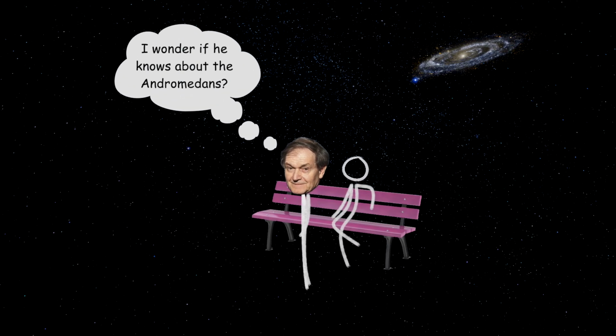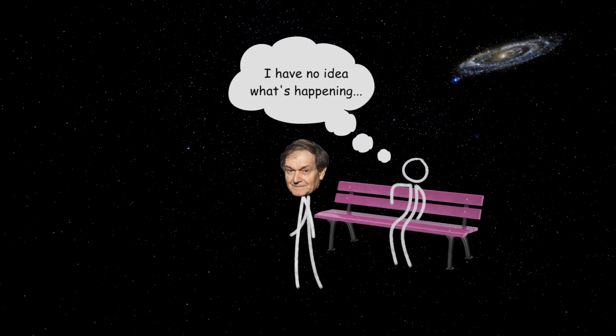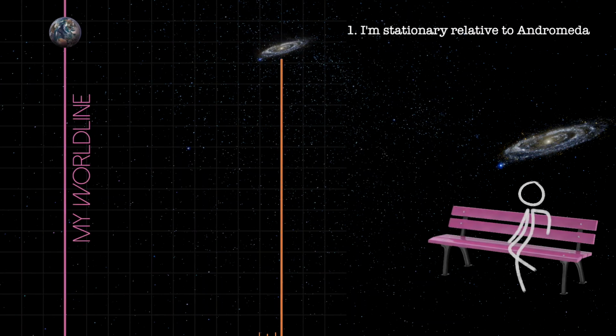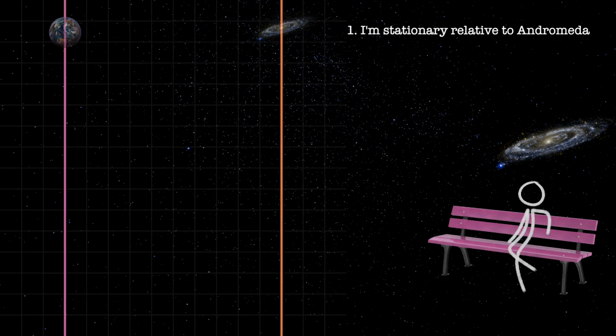So will they launch or not? Can they change their minds? Is there any uncertainty? Let's clarify a few details. First, we're assuming I'm stationary relative to Andromeda, ignoring orbits, galactic rotations, and the expansion of the universe. This is just for convenience.